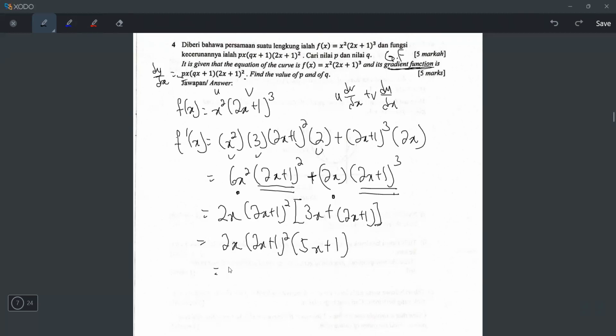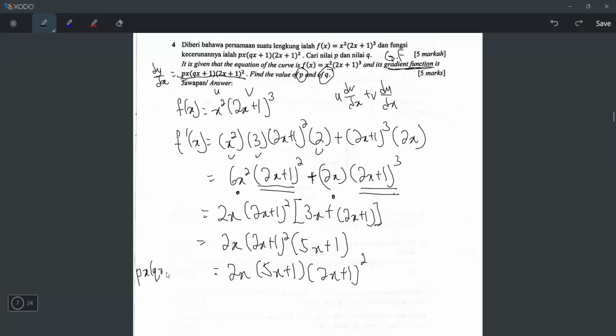But if I am you, I will write like this. 2x, I will write the 5x plus 1 first, and then I only write 2x plus 1 power 2. Why? Because the question asked me to find the value of P and Q, and I already told you my plan. My plan was to differentiate myself and compare to this. So if you look at the one I'm comparing, they write Px, which is 2x, and then they write Qx plus 1 first, then only they write 2x plus 1 power 2. That is why I choose to write it in the same way they write it, so that I can compare easier later.